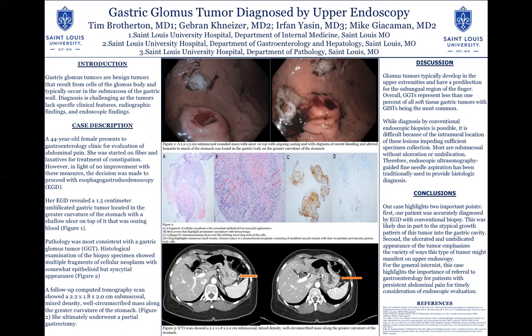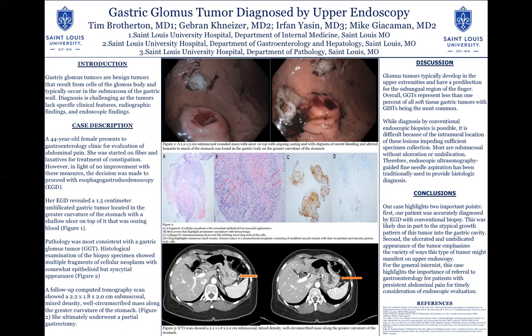We have several images from the pathology in the middle of the poster. First, in figure 2, part A, you can just see a general overview of the pathology, which is described as an epithelioid but syncytial appearance. In other words, cells resembling epithelial cells that are all pushed together.